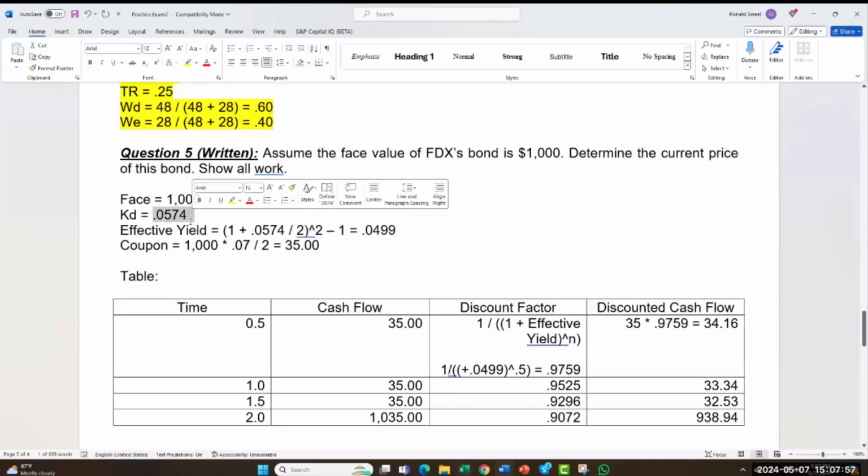You might want to look at it and say, okay, the coupon is 7%. The current market's only 5%. So this should be a premium bond. This is a great bond. It's paying you 7, everybody else is paying 5.